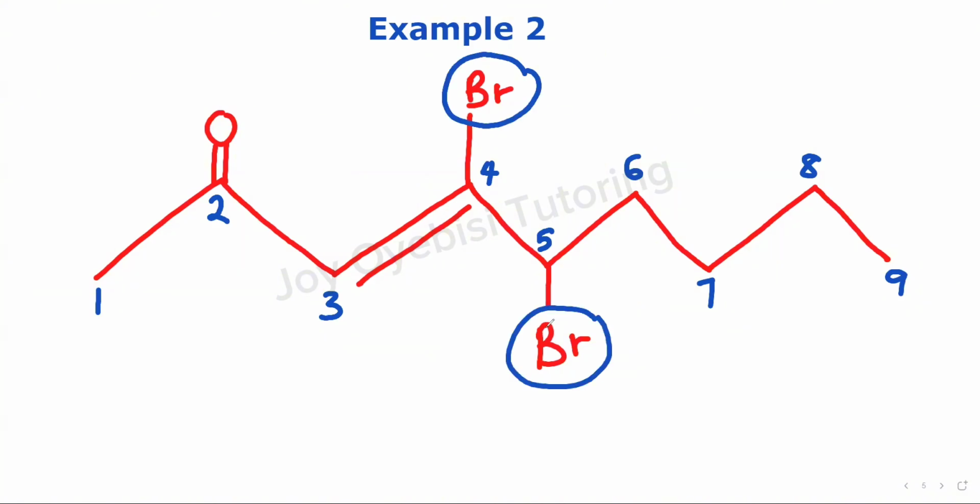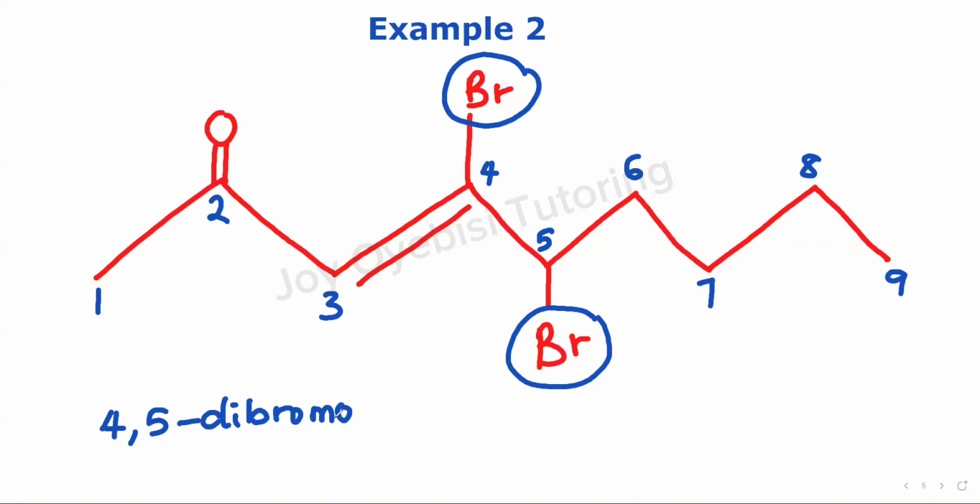So when naming, we're going to start with the branches. And the branches are attached to carbon 4 and 5 respectively. And since they are the same type of branch, you're going to group them with a prefix for 2 identical groups, which is di. We start with the positions, and you have 4, 5, and then the di, and bromine as a branch is bromo, so dibromo, and that is it for the branch. So we're done with all the branches.